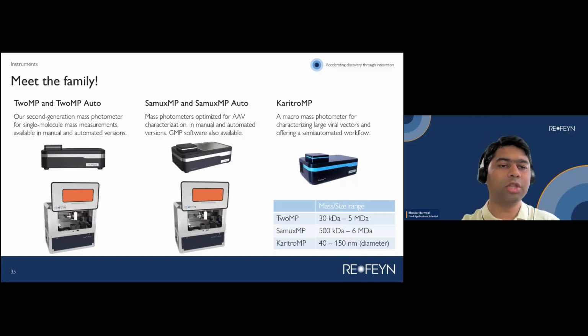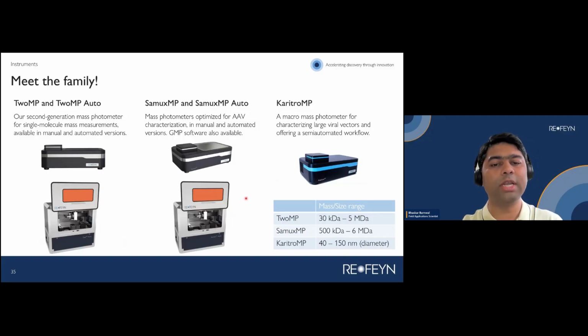At last, I think this is my last slide. I would like to again sum it up with the family of mass photometers which we have here. The 2MP, which has a range from 30 kilodalton to 5 megadalton. We do have an auto system which can measure 24 samples in 90 minutes.